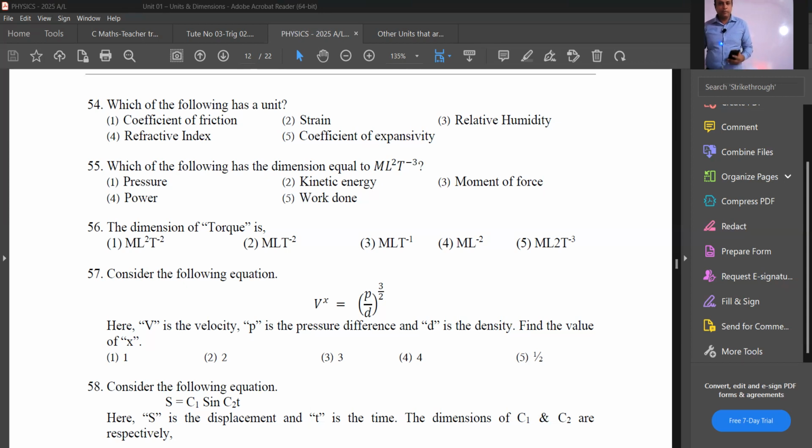Yes, you can write both. You can write m to the power 0, a to the power 0, t to the power minus 1, which is equal to t to the power minus 1. Yeah, that is correct.